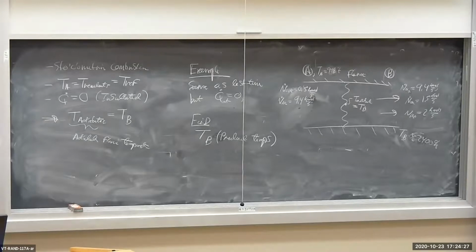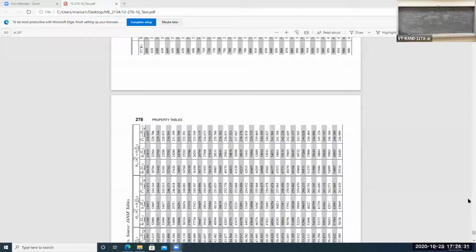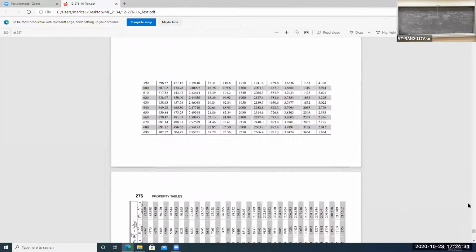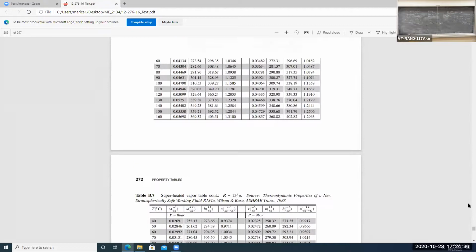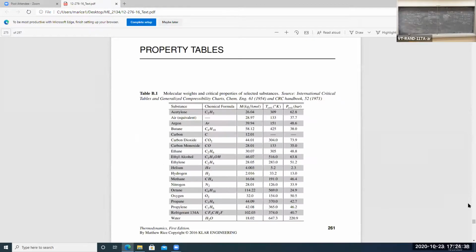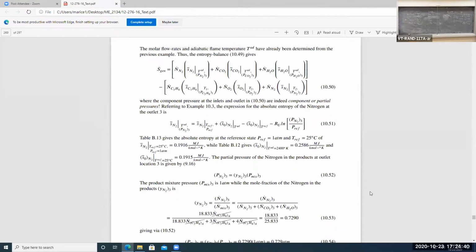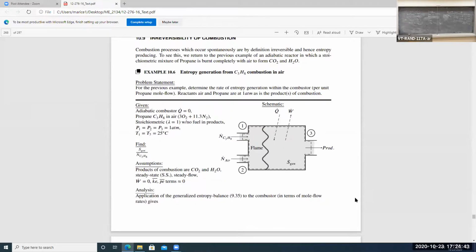One thing I do want to point out, you can also do the entropy balance on these reacting systems. I do have a section in the notes on how this is done. It's really the same old thing. Once you've done the energy balance, you've evaluated entropy to include the chemical entropy, it's just the same old thing. I do have an example here in the notes. It's the last example in the textbook. It's the entropy generation due to combustion.